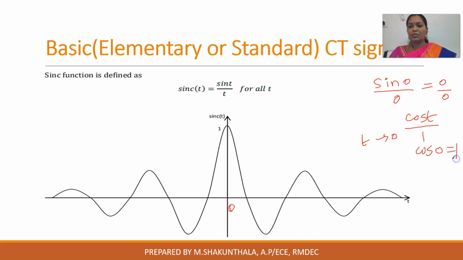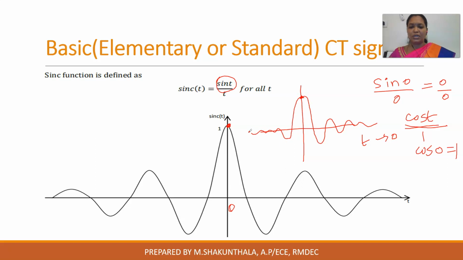Since we are dividing by t, the signal keeps on degrading like this as it goes towards infinity. You should not draw a sinusoidal signal, you should draw a cosine-like signal. Cosine signal means always at t equal to 0 you obtain the maximum amplitude. Just draw the curve, it keeps on degrading toward infinity. That signal is nothing but a sinc.